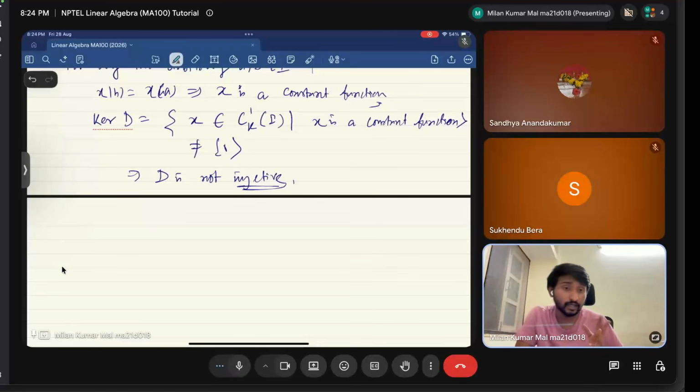I wanted to do one more problem regarding this integration. There is another problem which involves integration, but I hope I don't have much time. So let's go to those important problems.